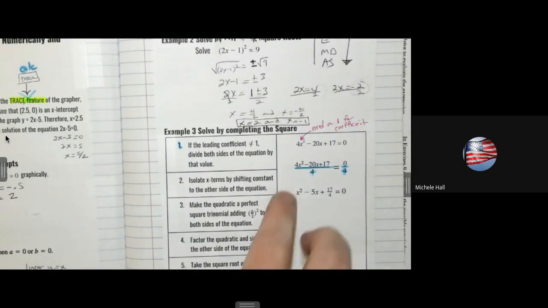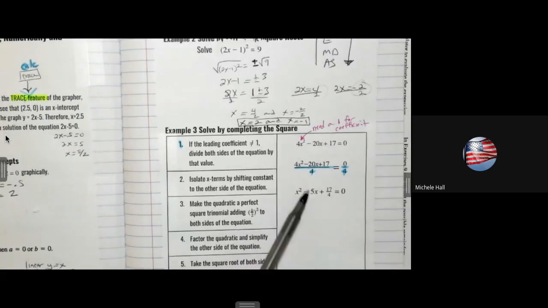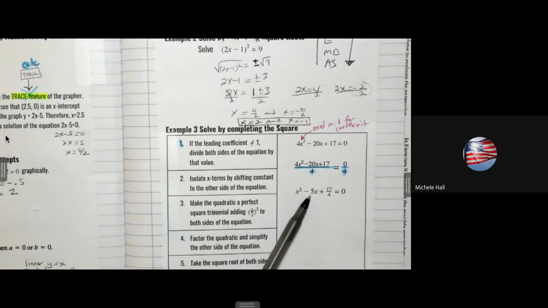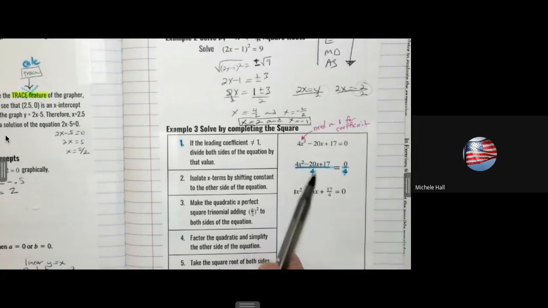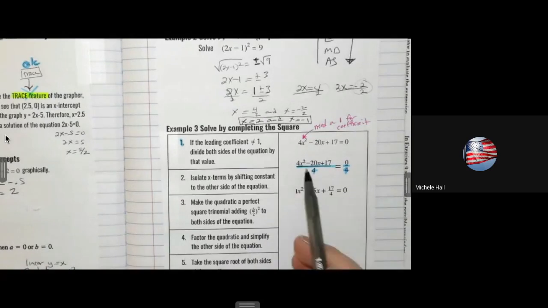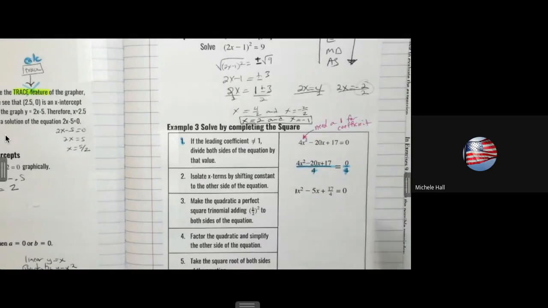How did they go from this step to the next step? What happened on that? How did I go from this step to getting my answer here? 4 divided by 4 is 1. Now I have that 1 that I need. Then they had negative 20 divided by 4. Negative 20 divided by 4 is negative 5. And then 17/4, nothing happened to it. 0 divided by 4 is 0. So they divided all the 4 terms here by that 4 and simplified when possible and left it as a fraction when it wasn't possible. All right, that was step 1.